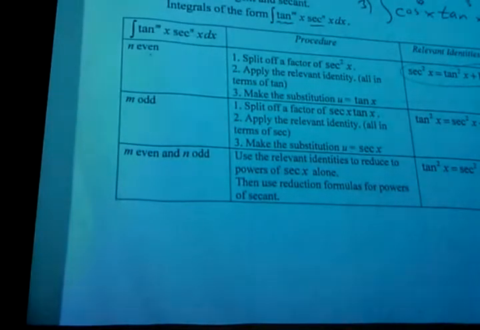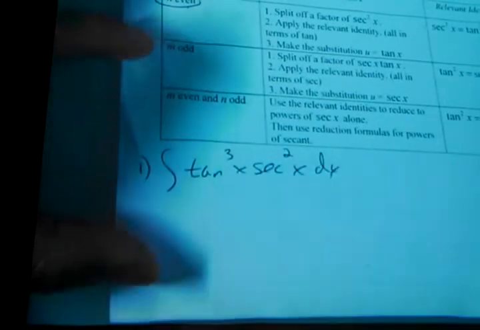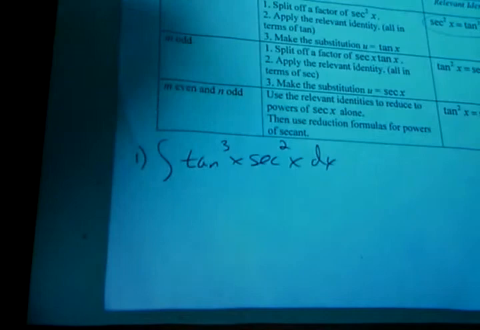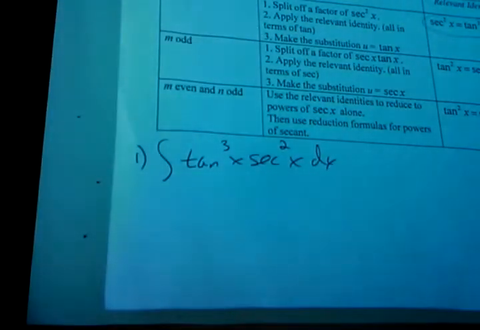So let's try a couple of these. Let's make one of each of these flavors. If n is even, that means that secant is to an even power. So let's make one up like that. So I've got the integral of tangent cubed x secant squared x dx. So what does it tell me to do, and why does it make sense? This is almost too easy.